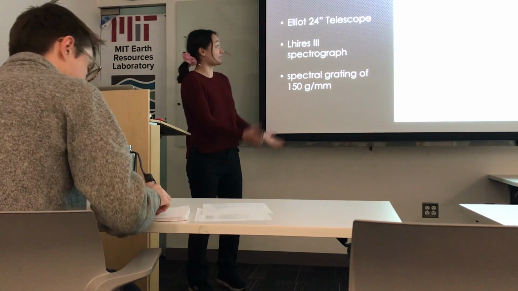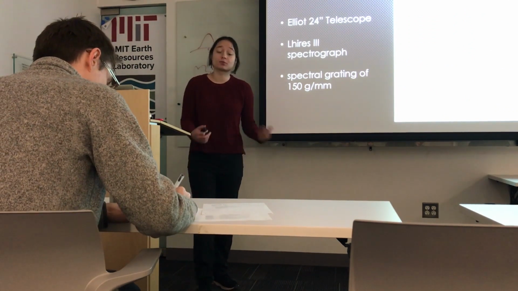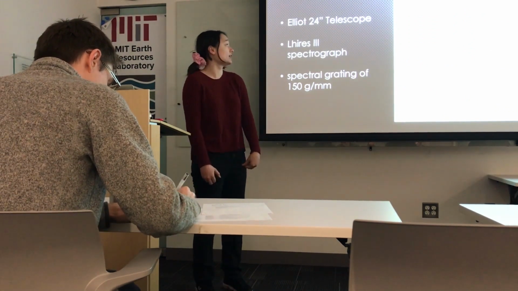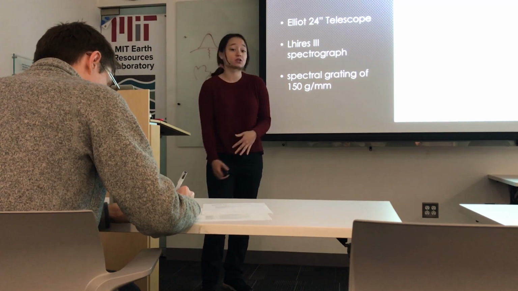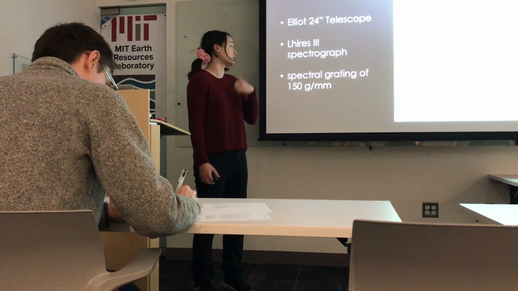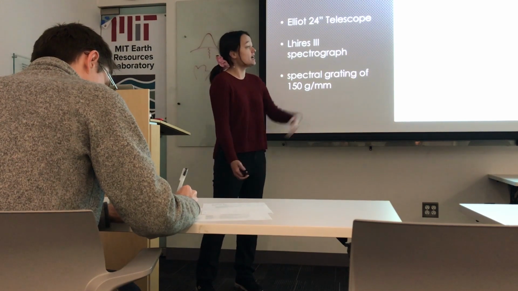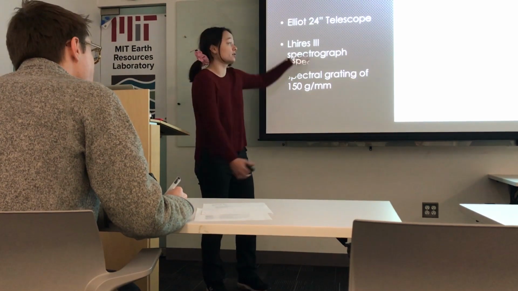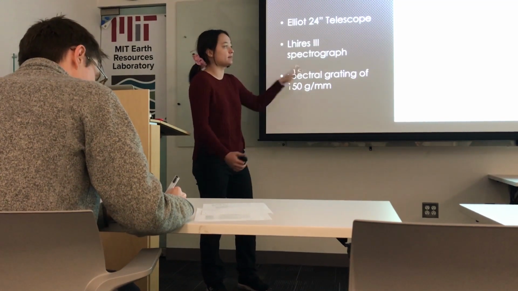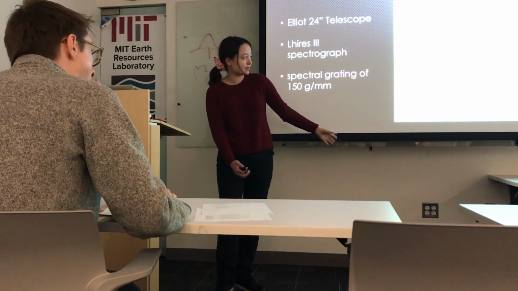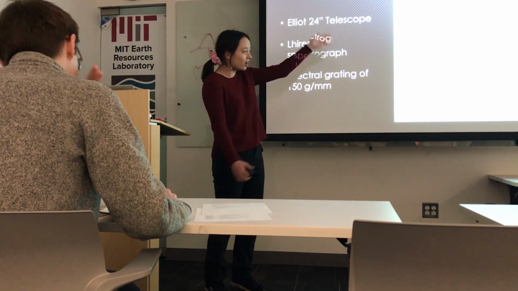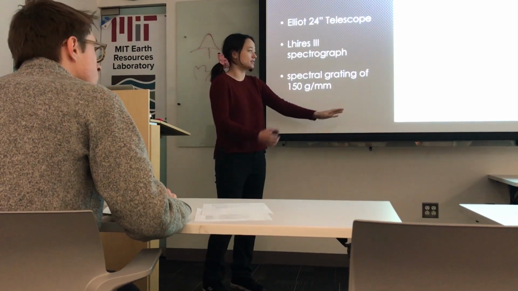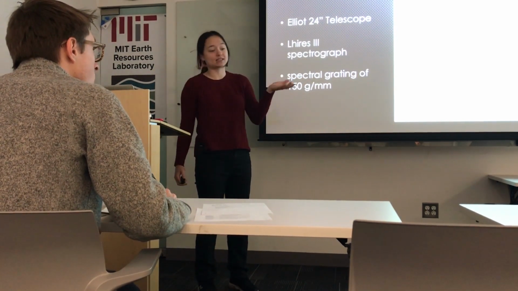These are the data that I took. They were taken on October 5th, 2018, with the Elliott 24-inch telescope's LISA 3 spectrograph with a spectral resolution of 150. This table here, you can see, is in chronological order. So the first row is the first set of frames taken, and the last row is the last set of frames taken. As you can see, all 5 positions were taken on October 5th, 2018.